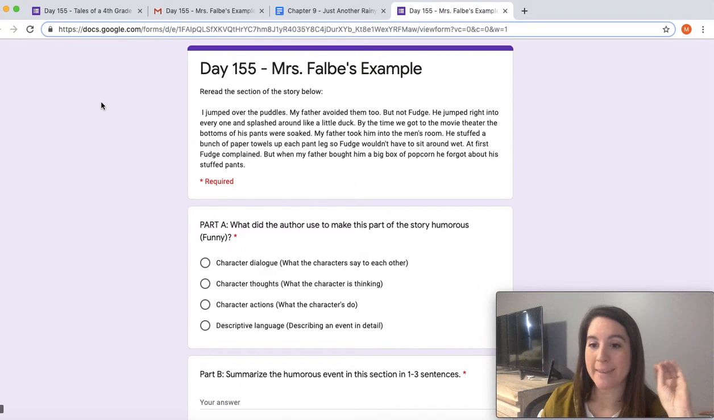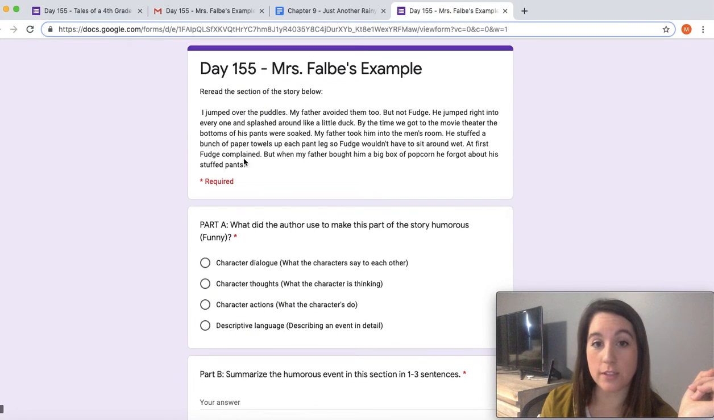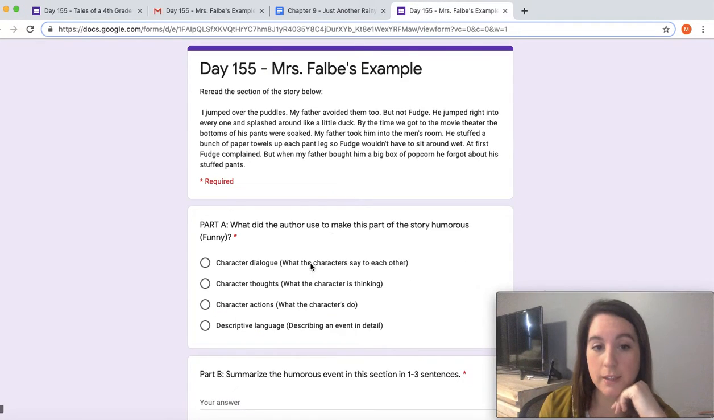So right there, to me, well, first let's go through these steps. Read the story. We just reread it. Notice the event that made us laugh. This is the event that made me laugh, so I put it on here for this example. Now ask yourself, what did the author do to make this funny?